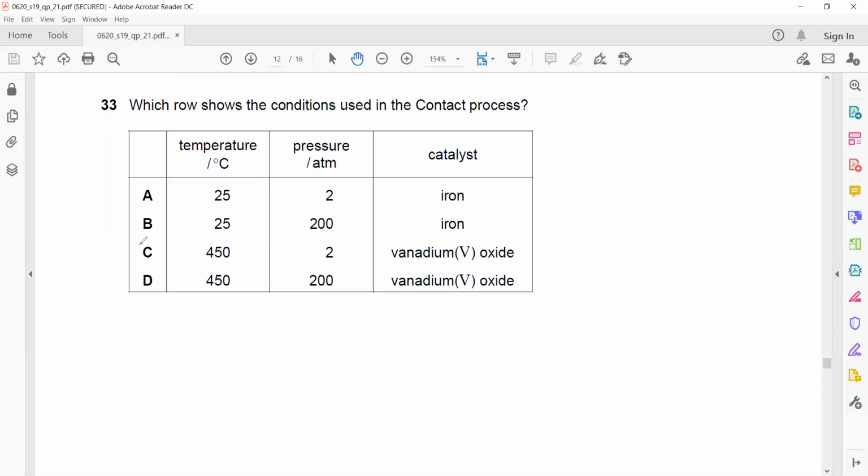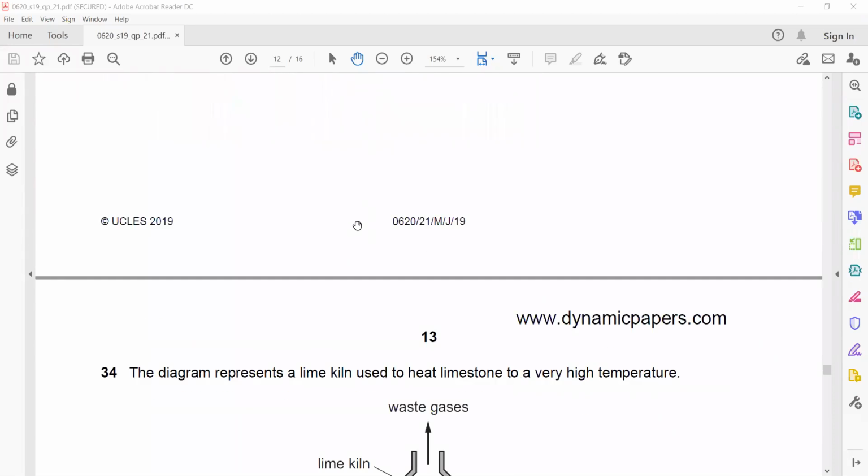33C is the right answer. We use an optimum temperature, not too high, because otherwise if the temperature is too low, the rate will be slow. Pressure is high, but not too high, because that balances with the catalyst we use, vanadium pentoxide.